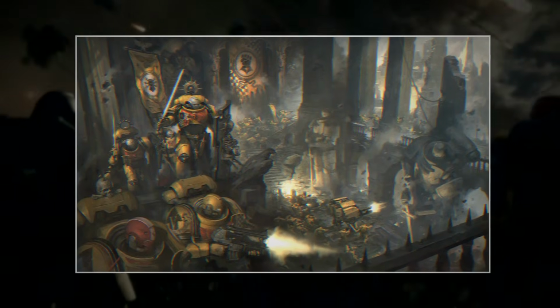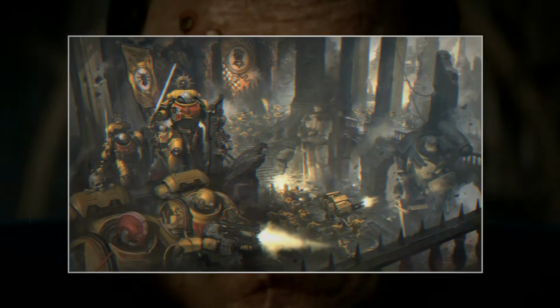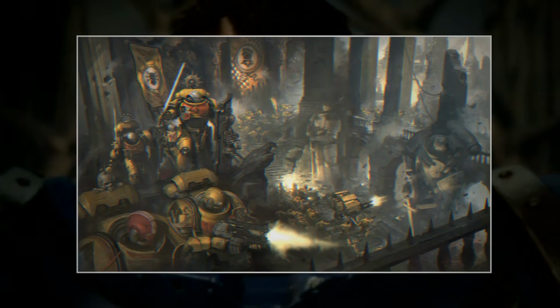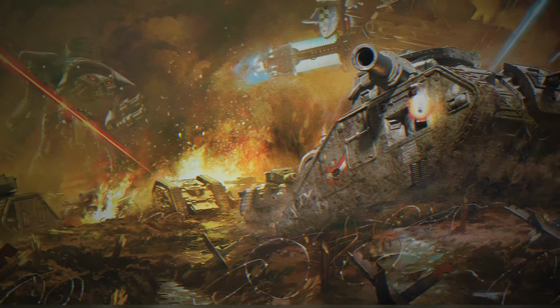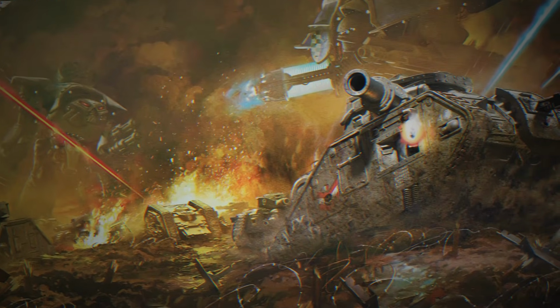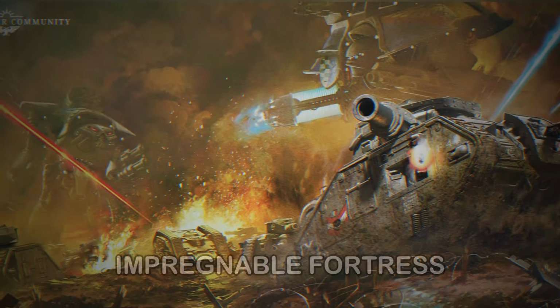Simultaneously, Rogal Dorn, the stoic and unyielding Primarch of the Imperial Fists, the Emperor's Praetorians and Master Builders, dedicated his unparalleled expertise to fortifying the solar system. Knowing that Terra was the ultimate prize, Dorn oversaw the construction of an intricate network of orbital defenses, planetary strongholds, and void shields, transforming the entire system into an impregnable fortress.